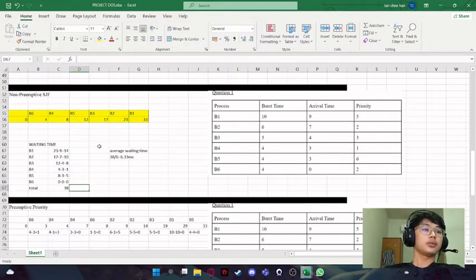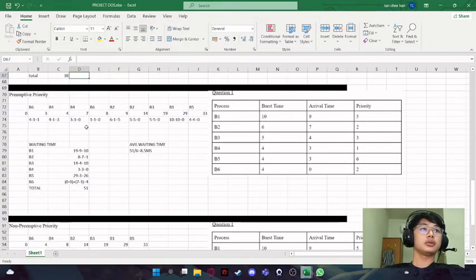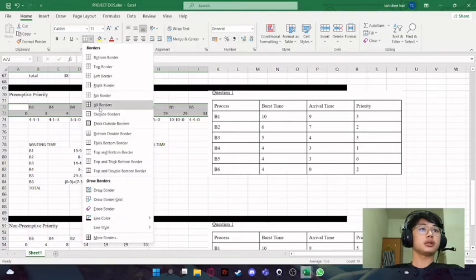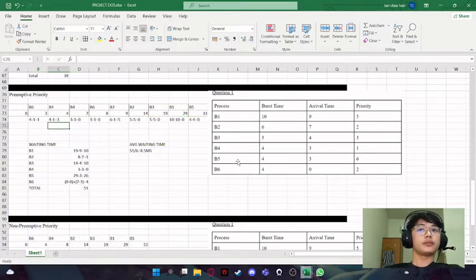And then we will go to the next question, the preemptive priority. In this method, we need to take care of the priority first, so we will do it first. Every process starts from 0. B6 will be in front until the 3rd second, and then we need to look at the 3rd second.